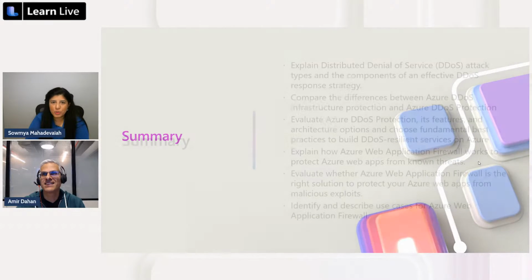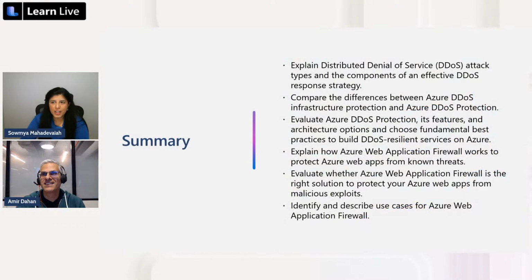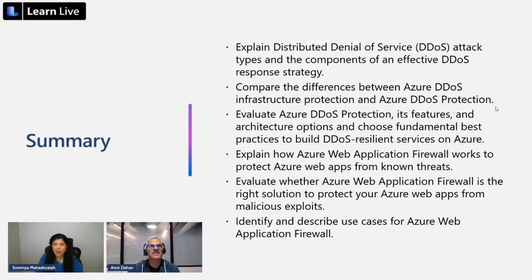And finally, I would like to summarize what we talked about today. We talked about the distributed denial of service attack components. We looked at the differences between Azure DDoS infrastructure protection and Azure DDoS protection. We looked at the rapid response and other best practices. We also understood how Azure WAF works to protect against known threats, and we identified if WAF is the right solution for your scenarios.